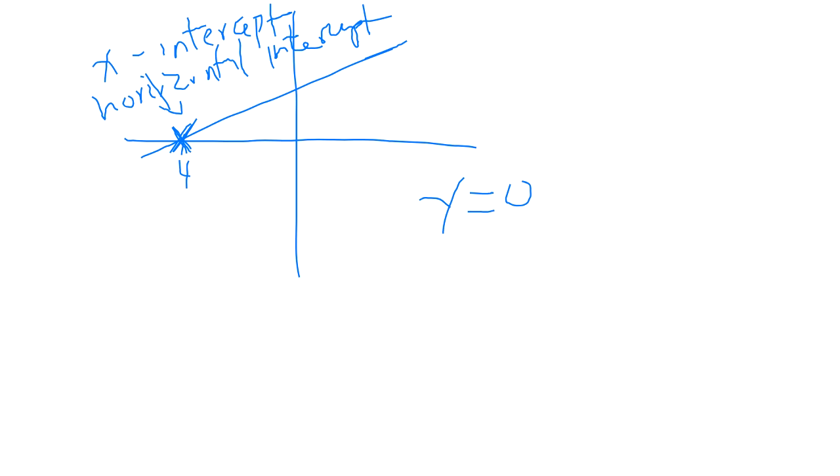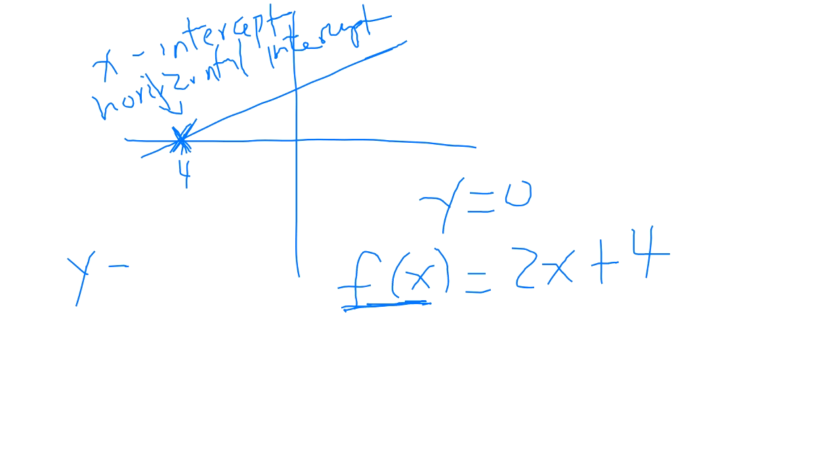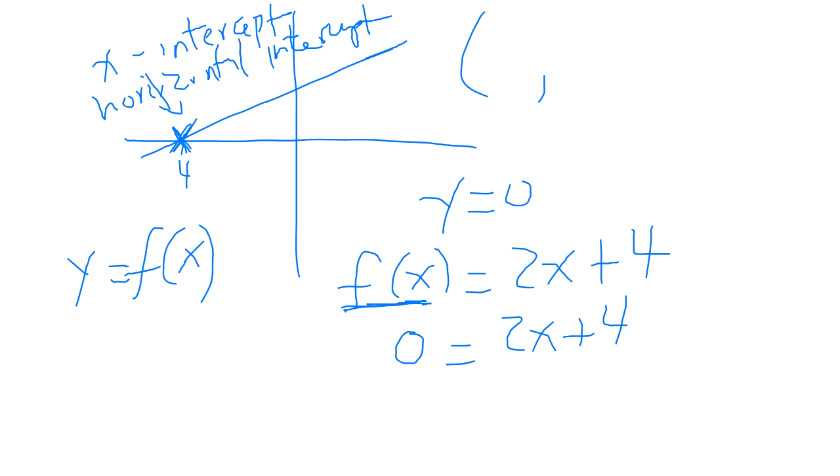So let's say I have f of x equals 2x plus 4. Because I know that my f of x equals y, then it means that for the x-intercept, y is always 0. So f of x, this whole thing, will go to 0, equals 2x plus 4. Now I'm trying to solve for x, right? Because I already know my y. I need to get my x here.